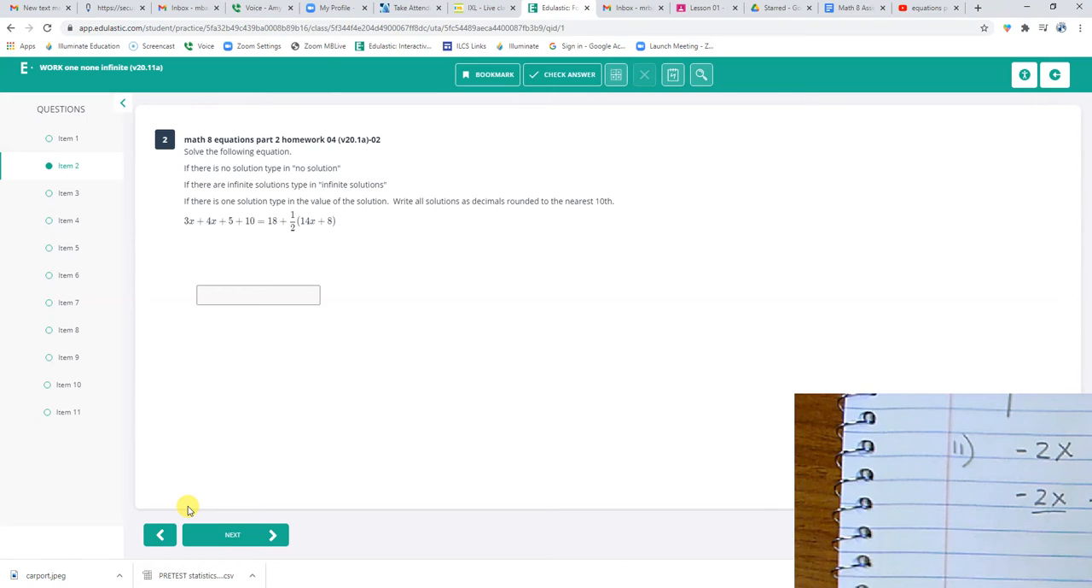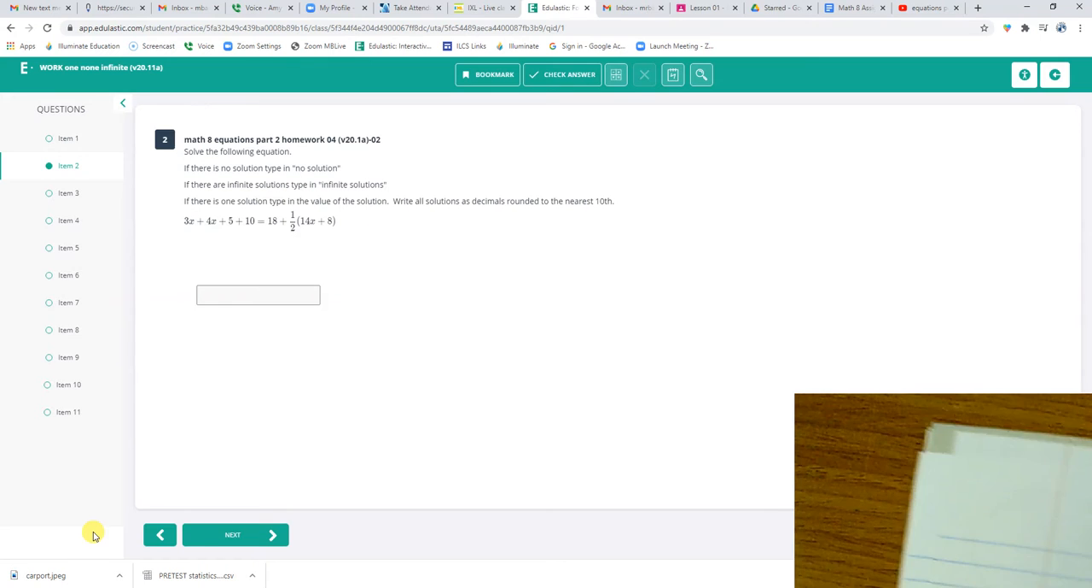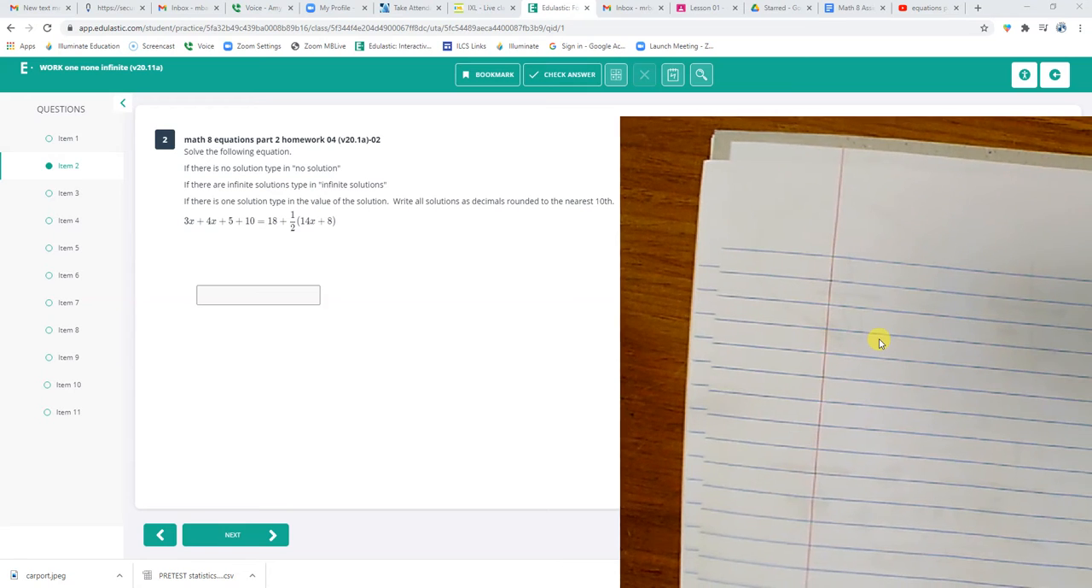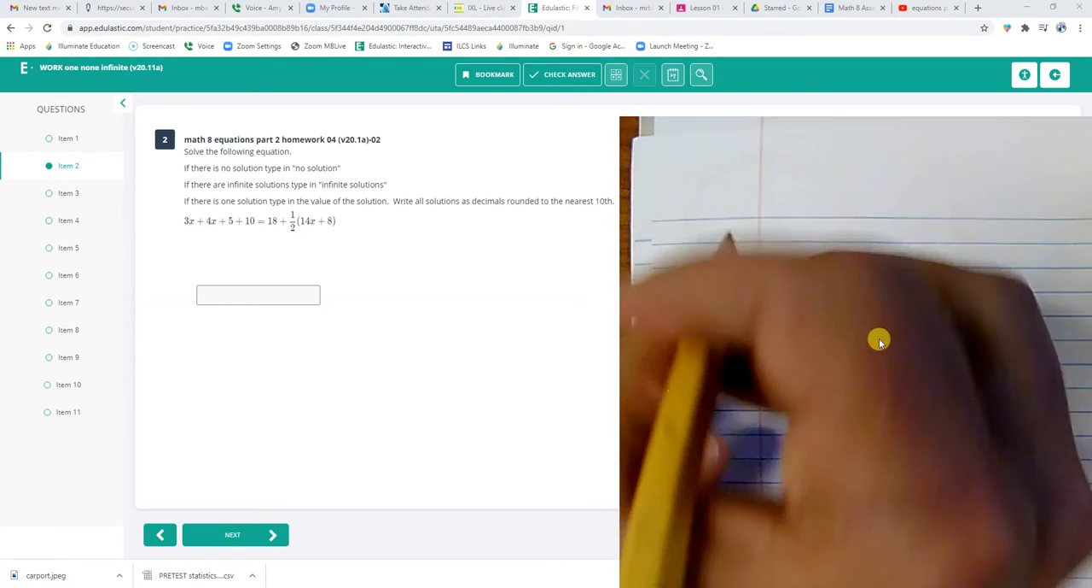And here we go. Question number 2. I'm going to solve this. If there's no solution, I'm going to type in no solution. If there are infinite solutions, I'm going to type in infinite solutions. If there is a solution, I'm actually going to put the solution into Edulastic. All right, so let's go.